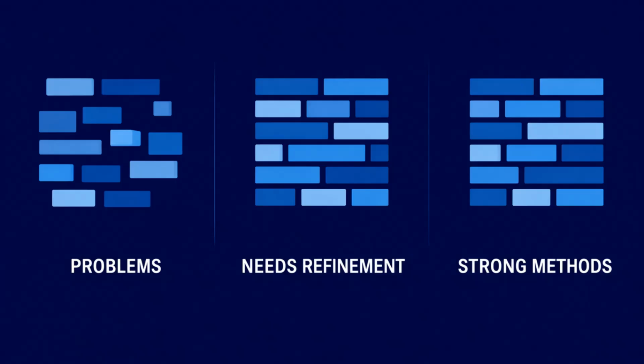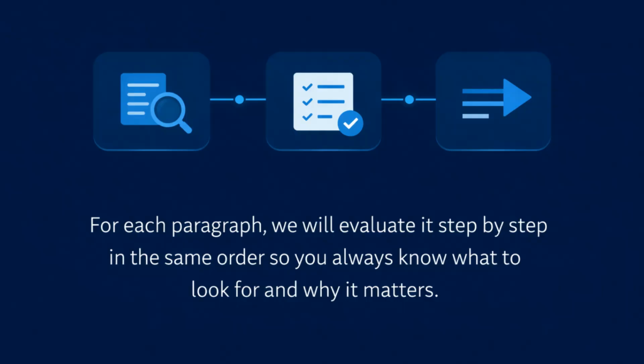In this video, we are going to evaluate 3 methods pattern paragraphs. The first one has clear problems. The second one is mostly working but needs refinement. The third one is doing strong methods pattern work. For each paragraph, we will evaluate it step by step in the same order, so you always know what to look for and why it matters.